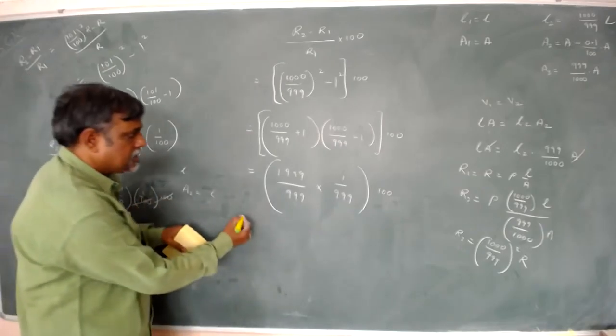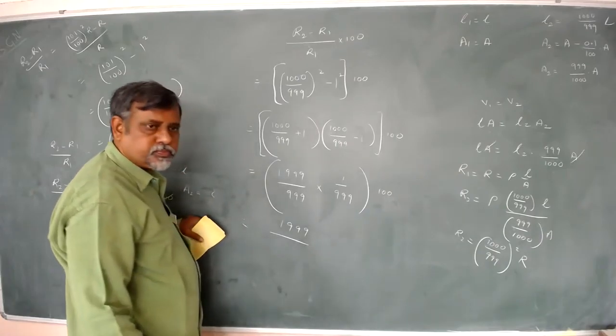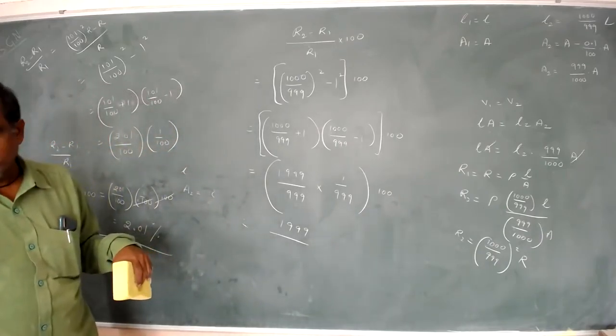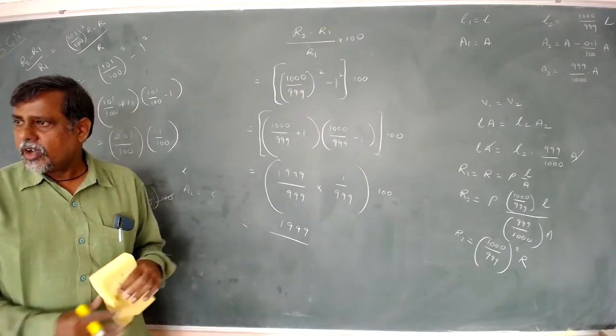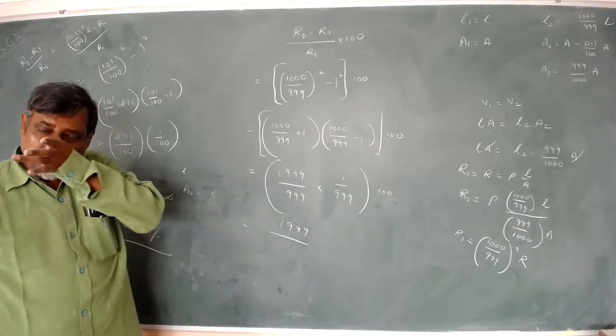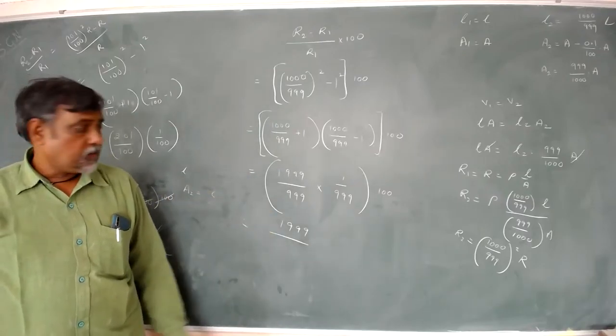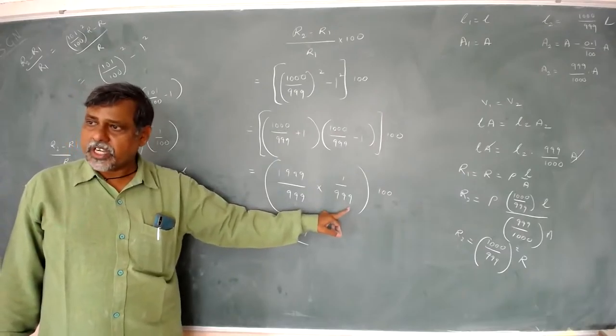Into 100. Okay, so we need to go for multiplication. You can multiply if it has a very quick touch. Otherwise, I will do one thing: approximation, rounding off. In what way? I will treat 999 as 1000.